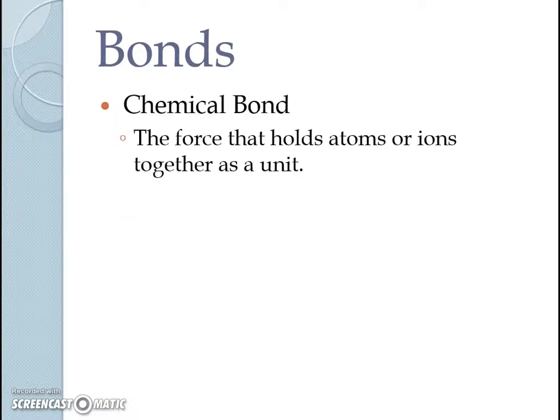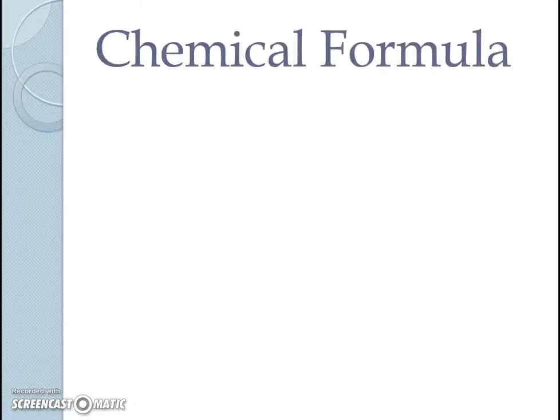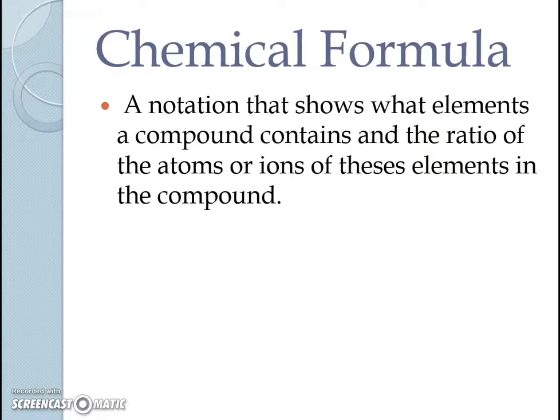Now, as far as bonding goes, your chemical bond is your force that holds those things together as one big unit. And with ions, that force is specific to cations and anions. And we have what's called a chemical formula. And this is just a way to represent what elements you have, the ratio of those elements, and how many of those elements you have in the compound.